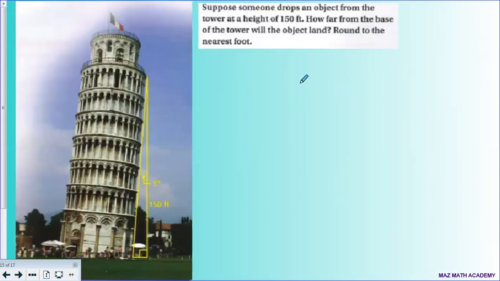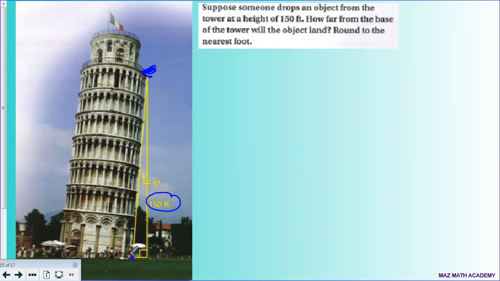Here we have a very interesting question. Look at this picture. This is the very famous Leaning Tower of Pisa in Italy. Suppose someone drops an object from the tower at a height of 150 feet. So from here, the height to the ground is 150 feet. How far from the base of the tower will the object land, rounded to the nearest foot?